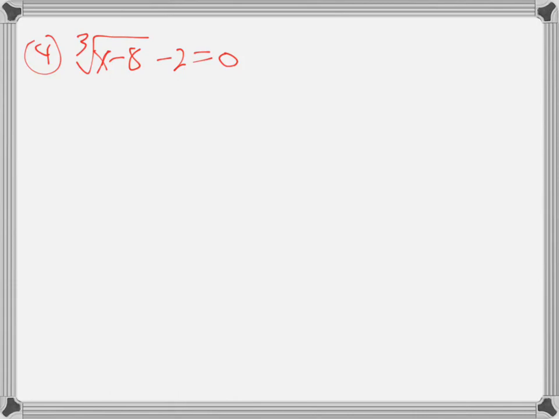What's the first step? Yeah, add the 2 because we got to get the root alone. So step number 1, get the root alone, add the 2 to both sides.